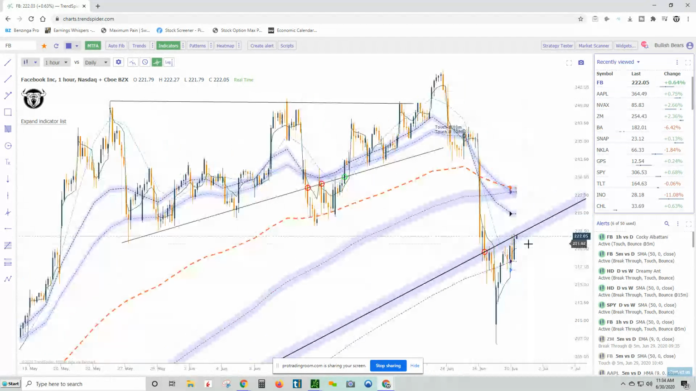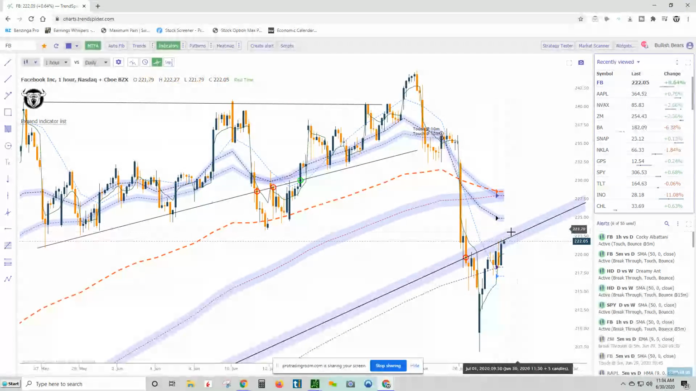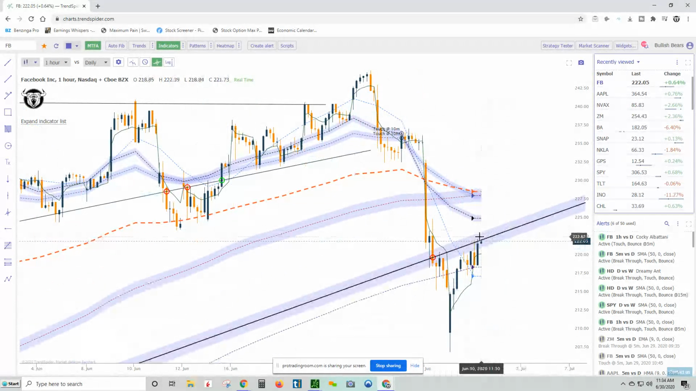Now you notice that there's this thick highlighted purple area. This is kind of a buffer zone.